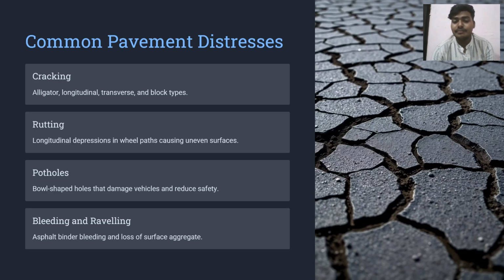Next is raveling, the loss of surface aggregate making the pavement rough and loose. It is caused by binder aging and hardening, poor compaction, or weak bonding of aggregates.